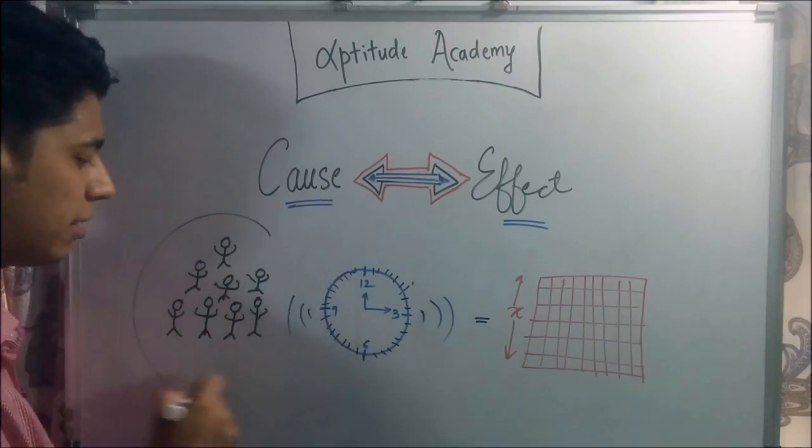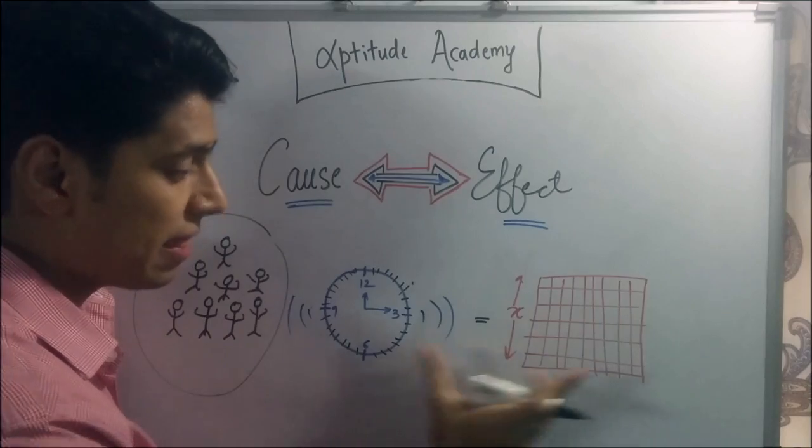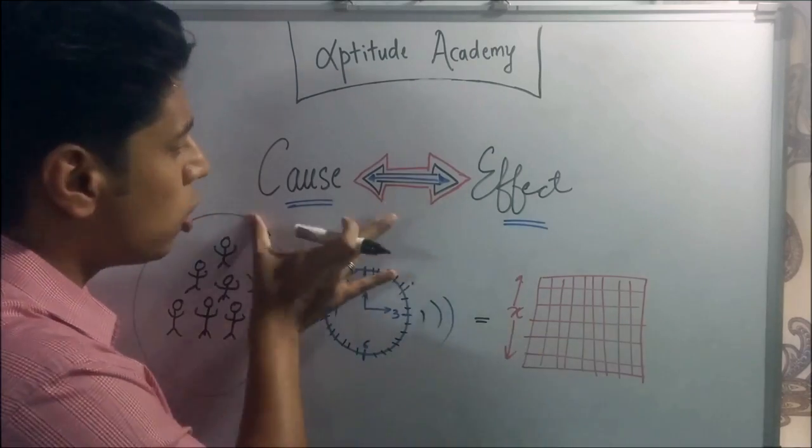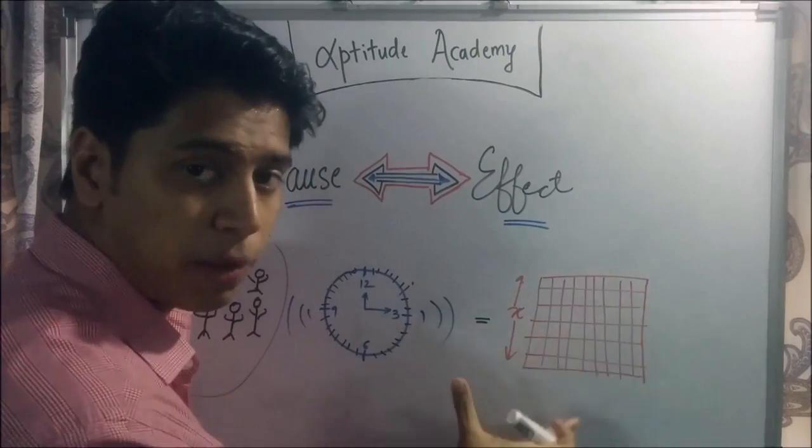Suppose there are 8 men here, right? They have to build a wall. Now they're going to work for some amount of time and then they're going to build it, right? So what is the cause and what is the effect? The effect is going to be the wall. And what is the cause of the wall being built?